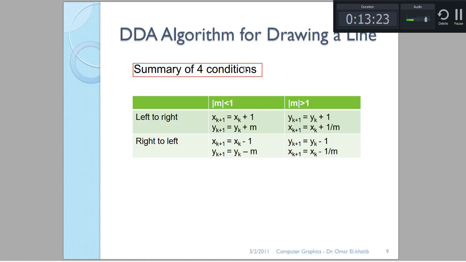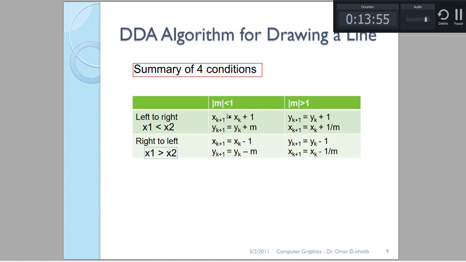the summary of 4 conditions. The first condition is this one: m is less than 1, and we are moving left to right, which means x1 is less than x2. Right to left means what? Right to left means x2 is less than x1, or x1 is greater than x2. I can write it like this: x1 is greater than x2. So we are on the right side. So that is the conditions.